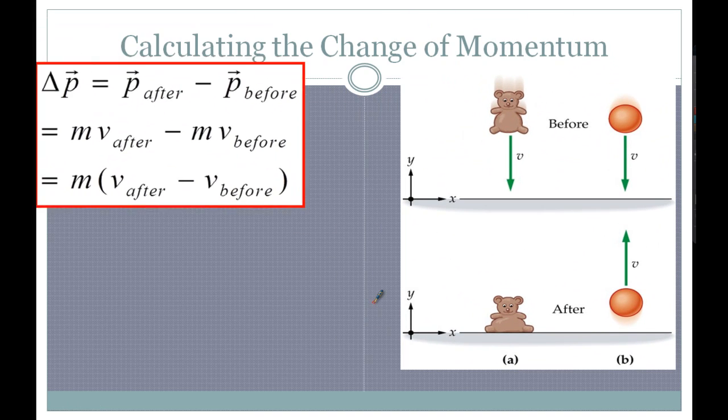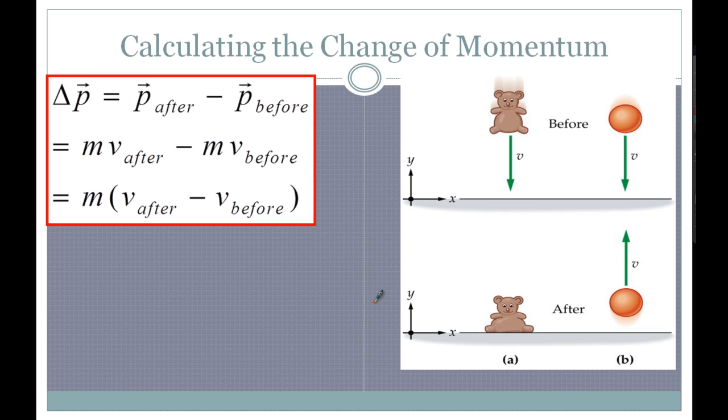So here I have a bear and a ball. They're both dropped from the same height. They're going to smash the ground. But the bear, he's going to stay there. The ball, he's going to bounce back up. So we know that change of momentum equals momentum after minus the momentum before, and there are our little equations for both of those momentums. You pull out that m. So m times velocity after minus velocity before in parentheses.